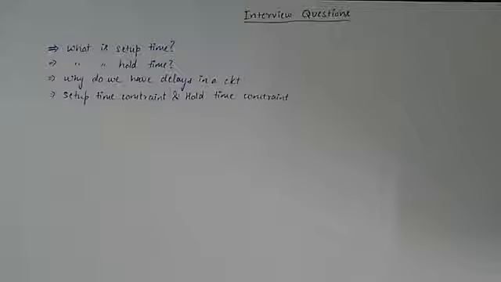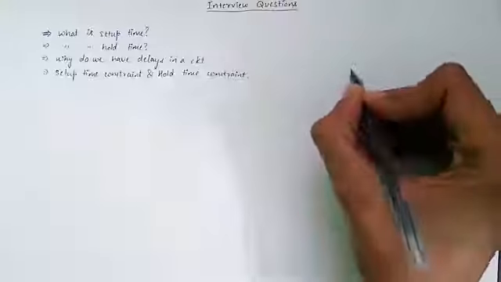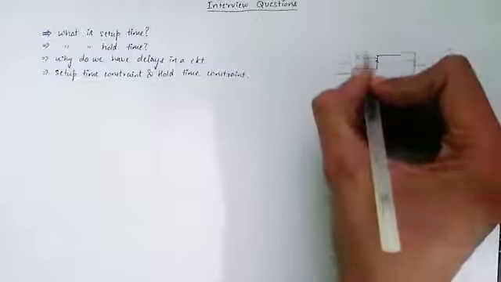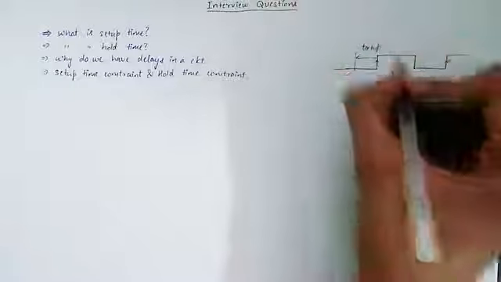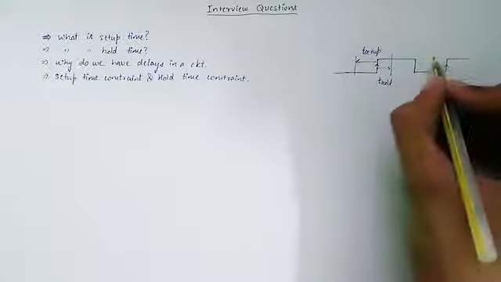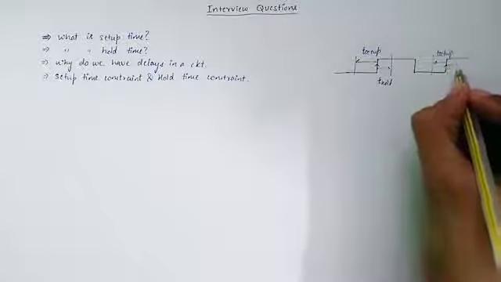These simple questions are generally asked by interviewers to know if you are familiar with the terms. A one-line answer to this question should be sufficient, like the minimum time before the clock edge for which input must be stable is called setup time. Similarly, the minimum time after clock edge for which input must be stable is called hold time.